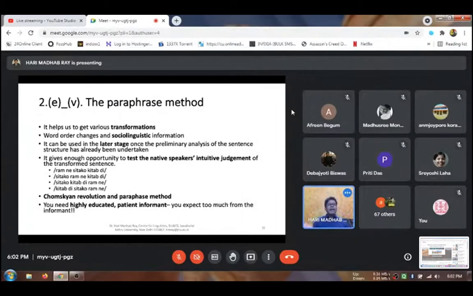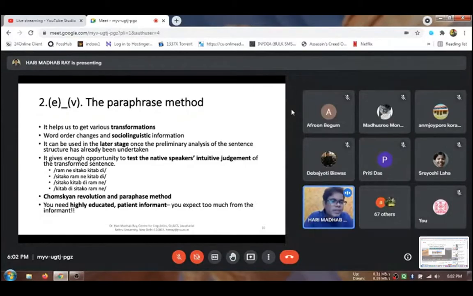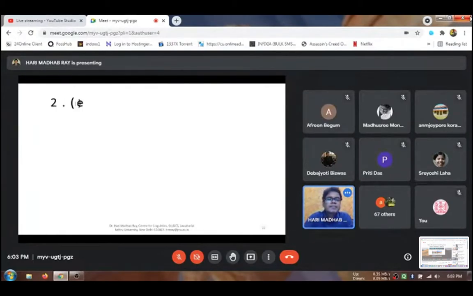Actually, if you talk about this paraphrase method, changing this thing to that thing, at times, if it is not really an educated speaker, it is very difficult, and you need lots of patience for this. So you need a highly educated, patient informant. You expect too much from the informant, basically, if you are doing this paraphrase method. But somehow the whole generative syntax paradigm people who are working on it, they use this paraphrase method of data collection.